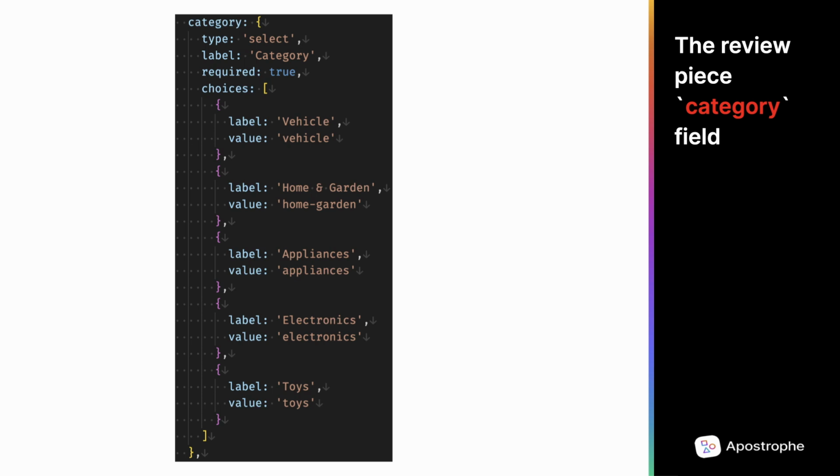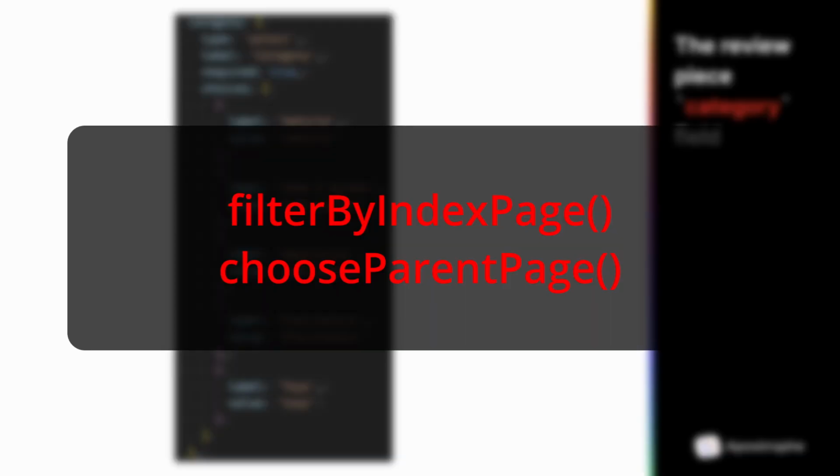Luckily, Apostrophe provides an easy way to accomplish this. The @CMS piece page type module provides two methods, filterByIndexPage and choose parent page, that we can extend to allow us to assign specific pieces to certain pages. We will start by adding a select to our review-page/index.js file that will allow the editor to select what types of pieces should be displayed on the page. Open that file and add this code after the options object, replacing the existing code.